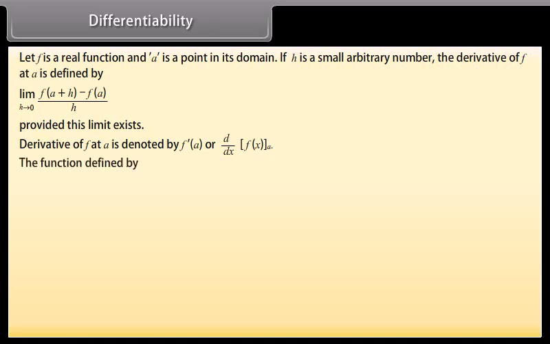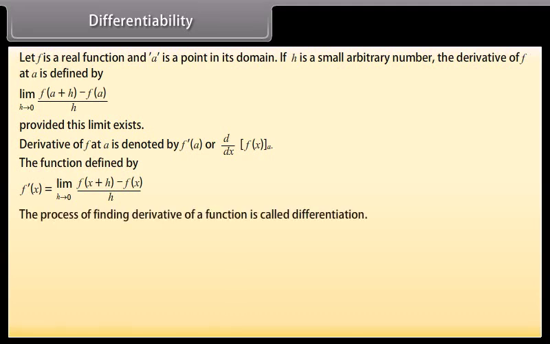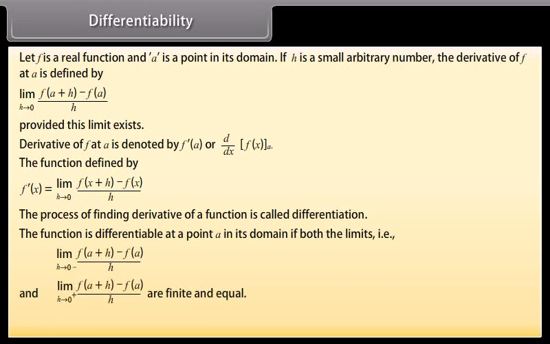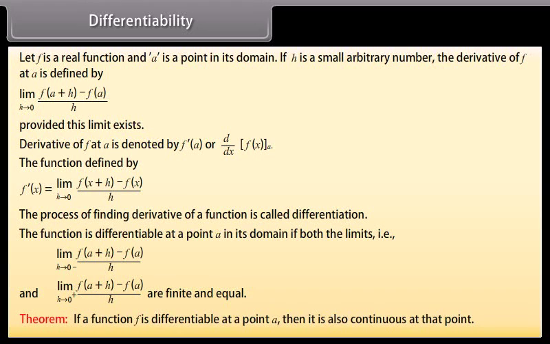The function defined by f′(x) = limit h approaches 0 of (f(x + h) − f(x))/h. The process of finding the derivative of a function is called differentiation. The function is differentiable at a point a in its domain if both the limits, that is, left-hand limit and right-hand limit, are finite and equal. Theorem. If a function f is differentiable at a point a, then it is also continuous at that point.